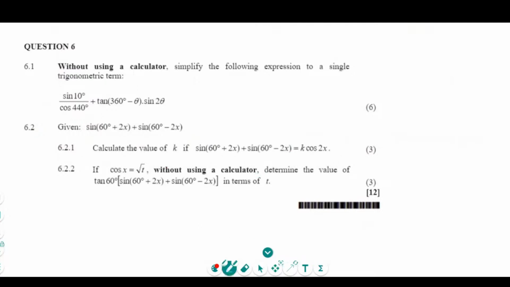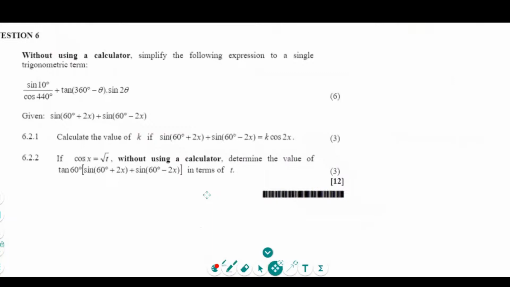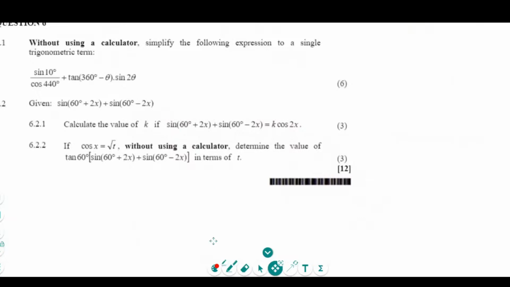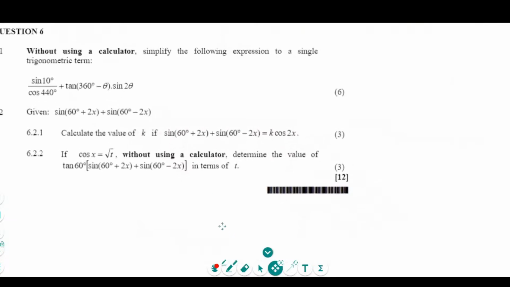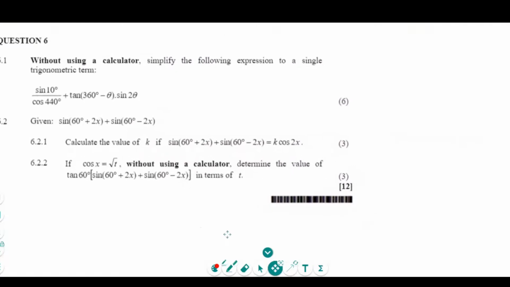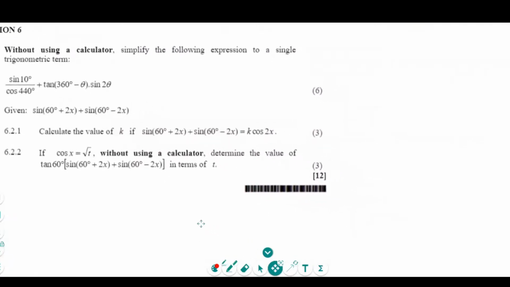Without using a calculator, again, simplify the following expression to a single trig term. So this is where we use our reduction and some bit of identities here and there. Where should I start? Okay, 6.1. I'll put it on my right. So we're saying sine of 10, this is 440. Which quadrant is 440? That's after 360. So if I say 440 minus 360, it's going to give me 80.